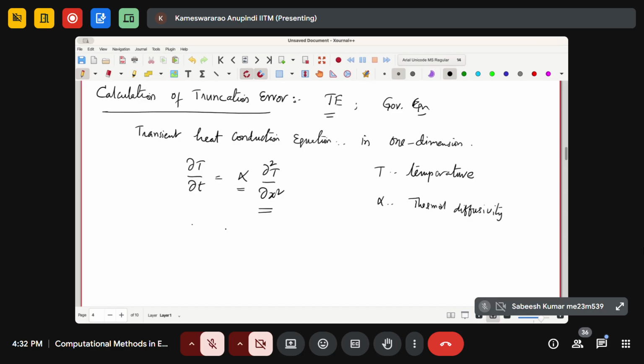So I'm going to write this, instead of T, as partial u by partial t equals alpha times partial squared u by partial x squared, where little t is the time and x is the spatial coordinate. Okay.